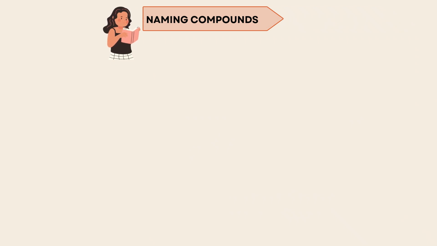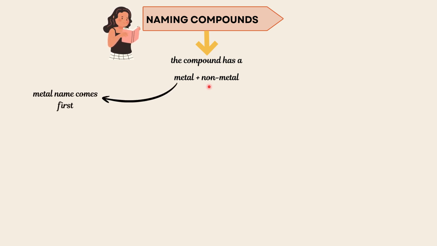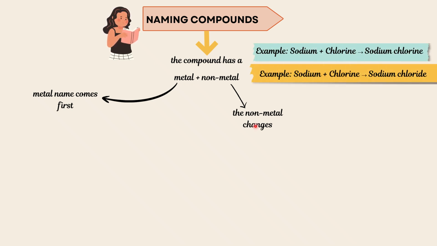Now, the next topic is naming compounds. Whenever we talk about a compound, it consists of two parts. The first part of the compound is the metal one, and the second part of the compound is the non-metal one. So, whenever we write the name of the compound, always the metal name comes first. Now, the name of the non-metal is always written second, and whenever we write the name of the non-metal it always changes. Okay, let us take an example and understand this.